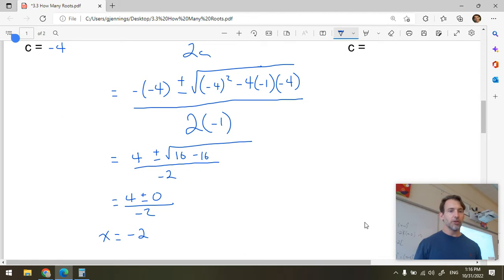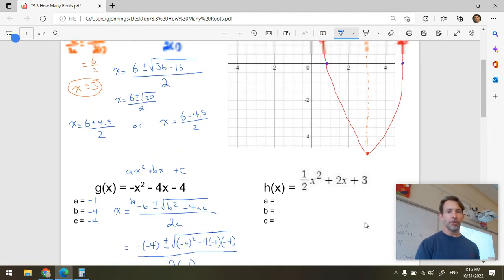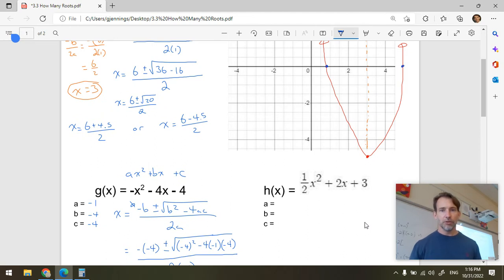So that's the value of my root, is just x is equal to negative 2. We can go ahead and put that on here. Negative 2 is the value of my root. All right. I can also see from this one that the y-intercept here is minus 4. So it's going to go down and go through that.